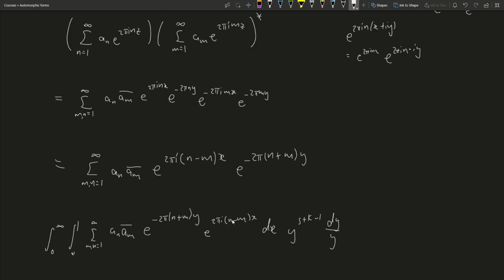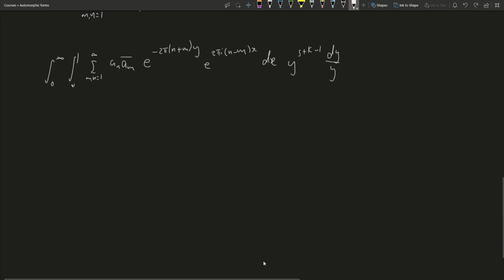So for this integral from 0 to 1 to be non-zero, we're going to need m equal to n, because if these are different, the only x dependence that appears in this integrand is in this term here. If m minus n is not 0, then you're just integrating e to the 2 pi i times an integer times x, x going from 0 to 1. That gives you 0.